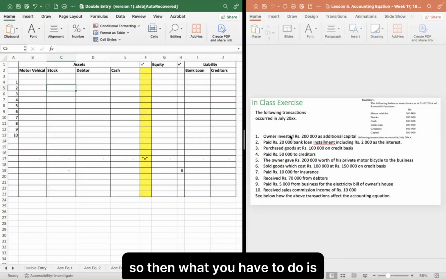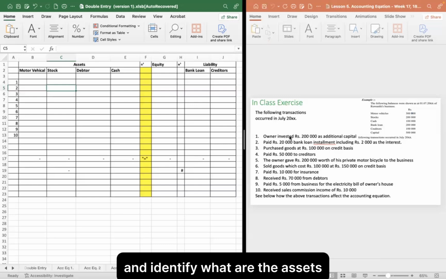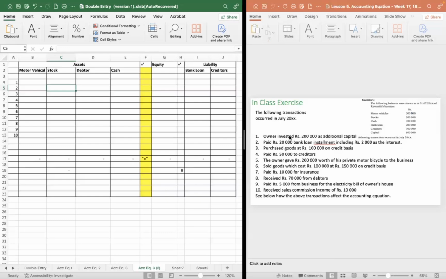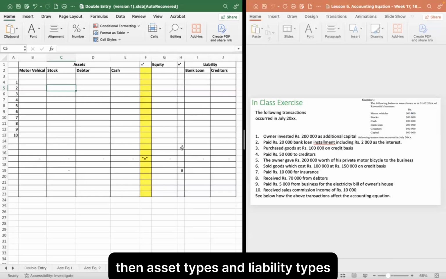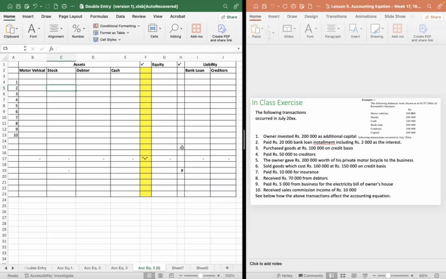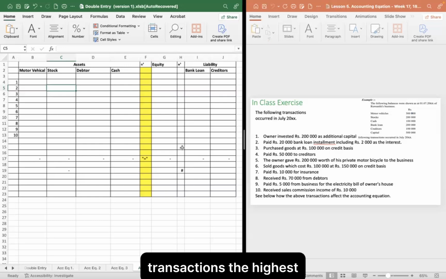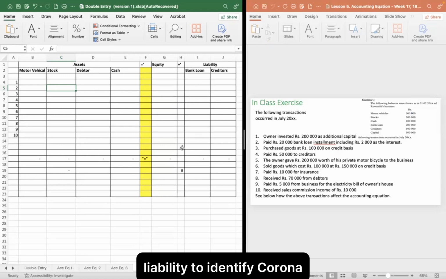That's it. So then what you have to do is go through these 10 transactions first and identify what are the assets. If the examiner has not given you these asset types and liability types, then you will have to go through these 10 transactions first and identify the assets and liabilities. Examiner ඕගොල්ලන්ට දීලා තිබුණ නැත්නම් asset types ටිකයි liability types ටිකයි ඕගොල්ලෝ මොකක්ද කරන්න ඕනේ මේ transactions 10ට කියවලා ඕගොල්ලෝ assets ටිකයි liability ටිකයි identify කරන්න ඕනේ.